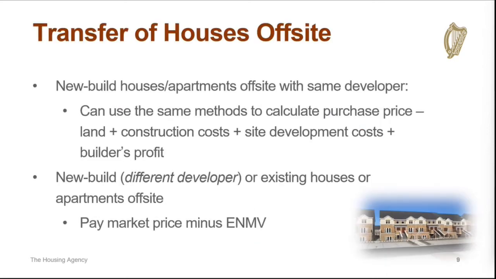The price to be paid for off-site houses is not directly quoted in the legislation. However, the equivalent net monetary value must be achieved. For new build homes off-site under the same developer, the method of calculation used for on-site homes can be easily applied. That is the land at existing use value plus construction costs plus development costs plus builder's profit. For second-hand houses or new builds under a different developer, this method of calculation cannot be easily applied. Instead, the price to be paid is the market price minus the equivalent net monetary value.